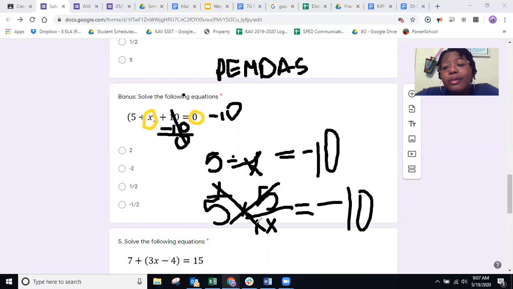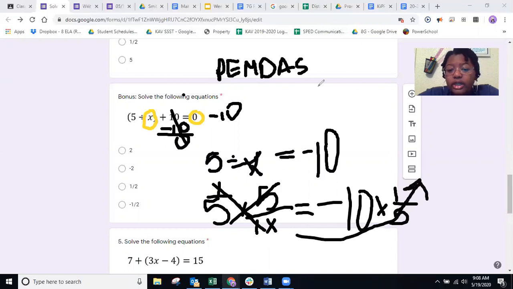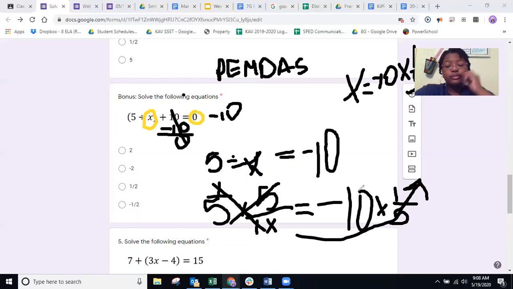What we do to the left, we must do to the right. So we multiplied the left by 1/5. We have to multiply the right by 1/5. So now, and I'm going to put it over here, you get x is equal to negative 10 times 1/5. So you get negative 10 times 1/5.